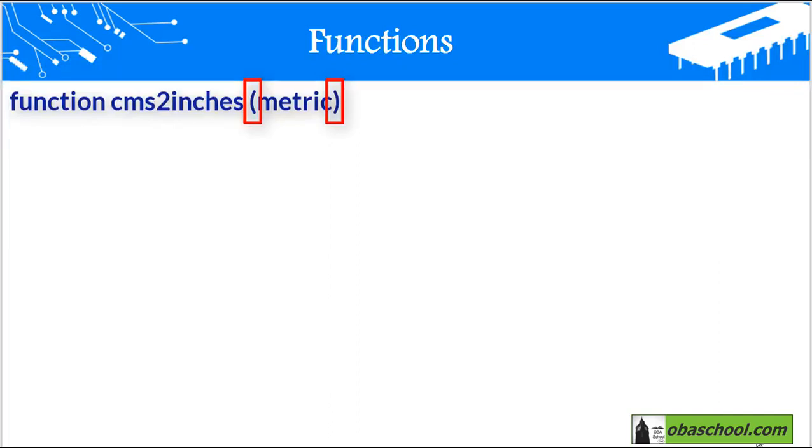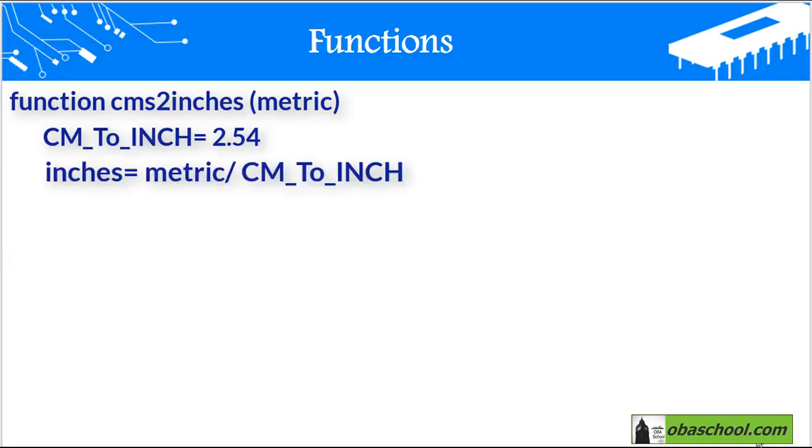When we enter the function, we put in a variable cm_2_inch the value 2.54, and put in variable inches the parameter metric that the user is going to pass, divided by the variable cm_2_inch. Then we will return the variable inches and put end function to end our function.